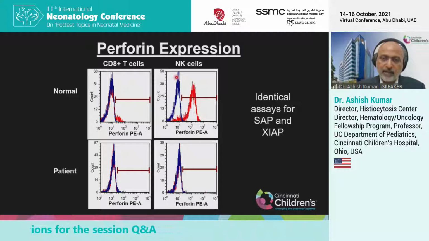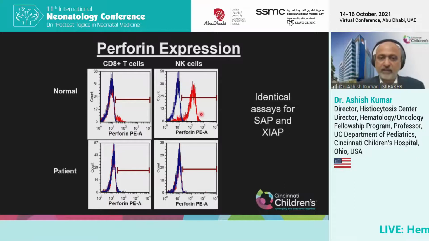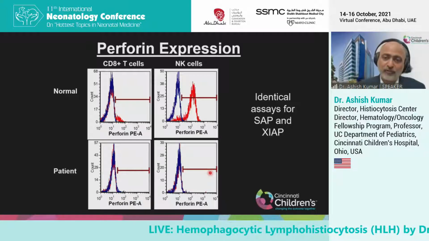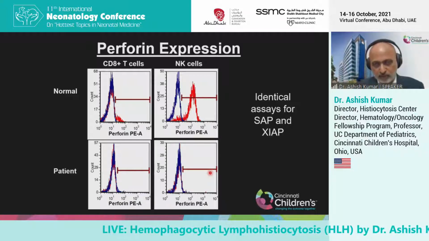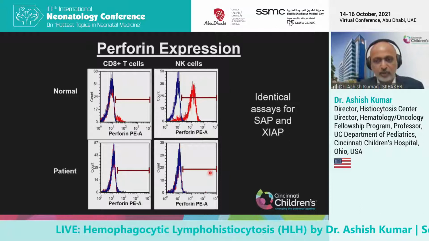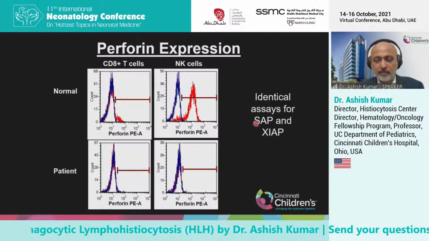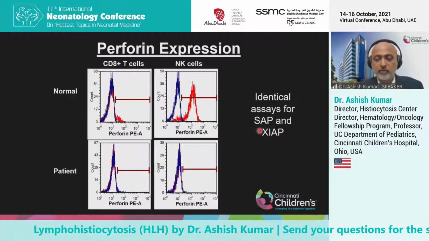So this is the NK cells of a normal individual. The red line indicates the presence of perforin in the NK cells. The bottom row is that of a patient, and if you see, there is no perforin. And this assay takes about 24 hours to run, and you can get an answer that not only does the child have no perforin, you've also diagnosed the cause of HLH, the absence of perforin. We have similar assays for SAP and XIAP, which are the 2 X-linked proteins.